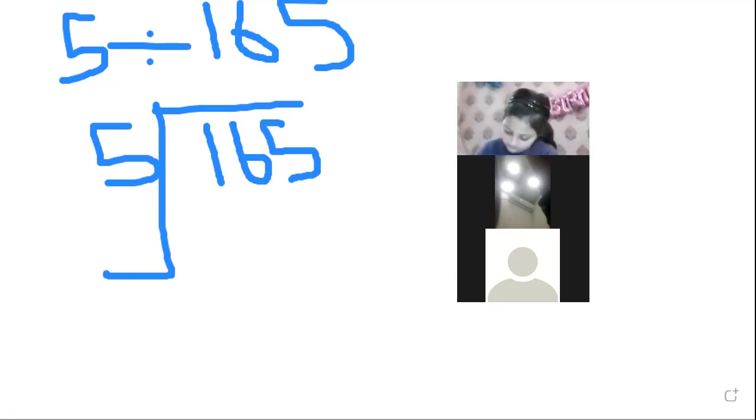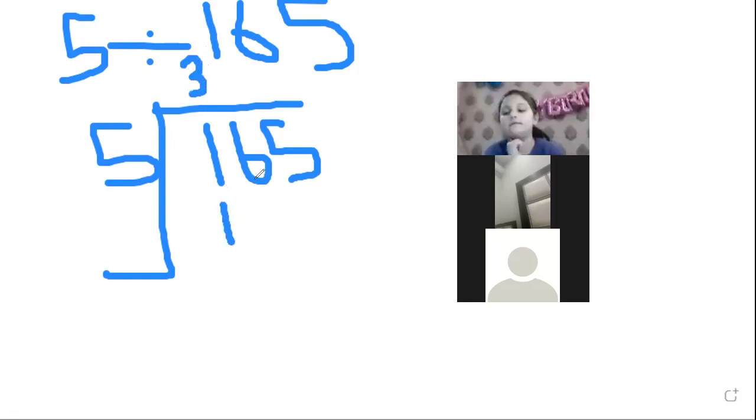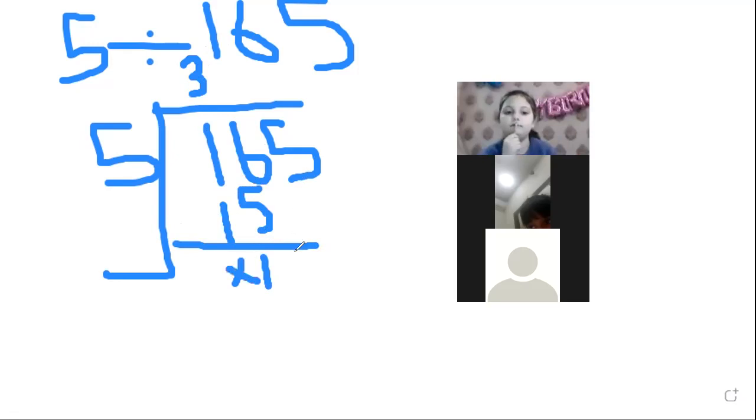5 ones are 5. 5 twos are? Sila, what happened? 5 ones are 5. 5 twos are 10. And 5 threes are? 15. Yes, so 15 comes in the table of 5 at 3. 5 threes are 15. Now we will do subtraction. 6 minus 5 is 1 and 1 minus 1 is 0. Now we will take down this 5. Now it's 15. 5 threes are 15.